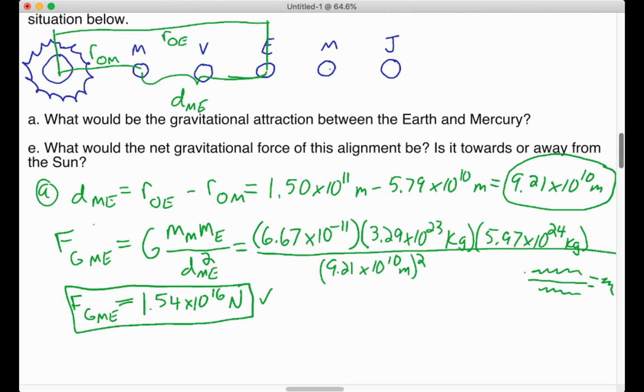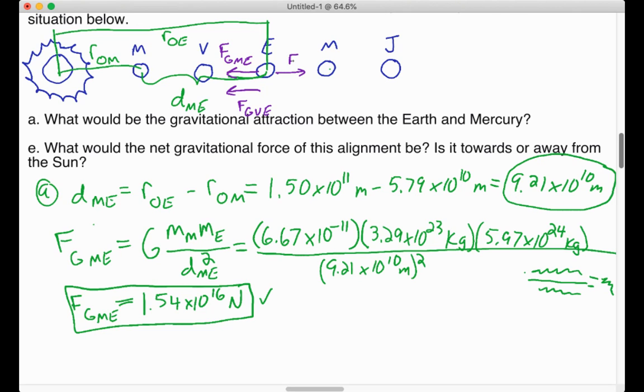Let me change colors, actually. Go to a purple. Earth is going to feel F sub G, Mercury and the Earth. That's going to be to the left. How about Venus? I'm going to write it down here so there's enough room. That's also going to be to the left. So this would have been our answer for part B, the force of gravitational attraction between Venus and the Earth. And then what about Mars?